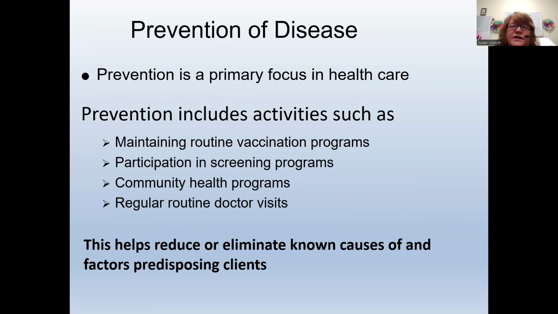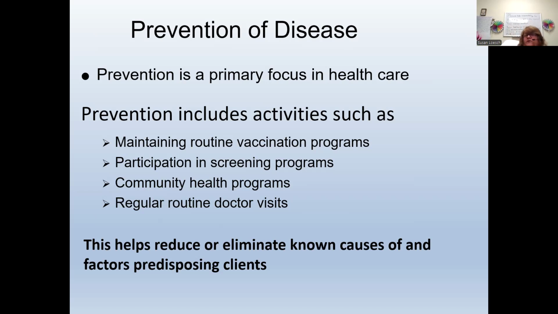Prevention of primary focus in healthcare includes activities like maintaining routine vaccinations, participating in screening programs, community health programs, and regular doctor visits. This helps reduce or eliminate the known causes and factors for these clients. So if we know somebody's at risk for something like breast cancer, there might be something we could do. First, we could test them to see if they have the BRCA1 or BRCA2 gene. Then there might be something else we can do to help them.